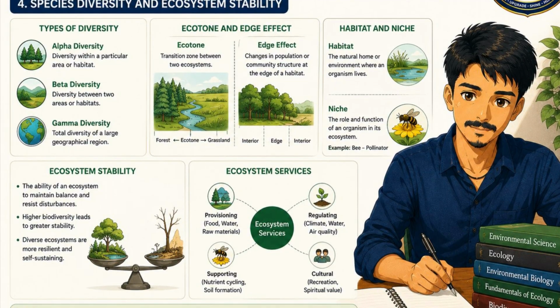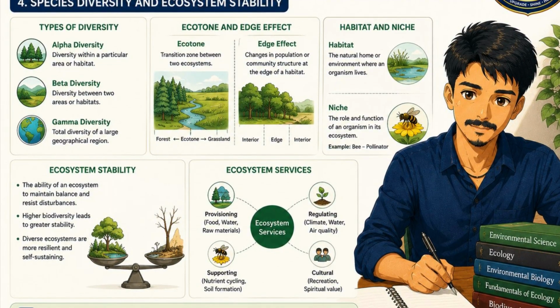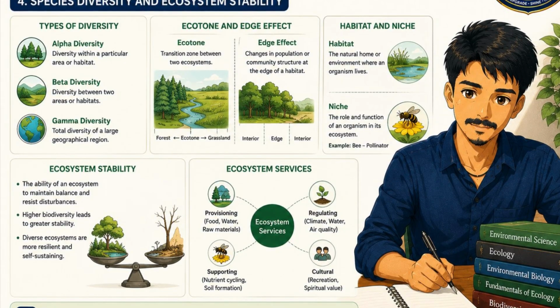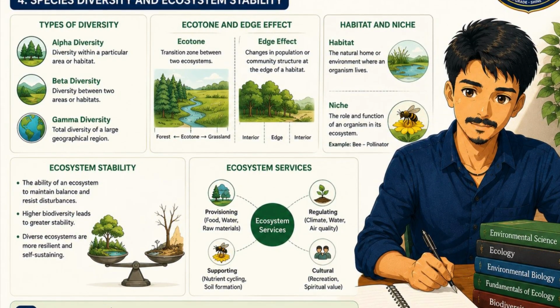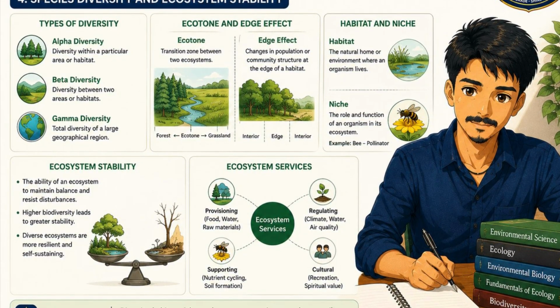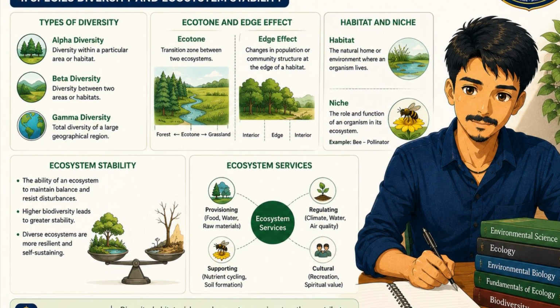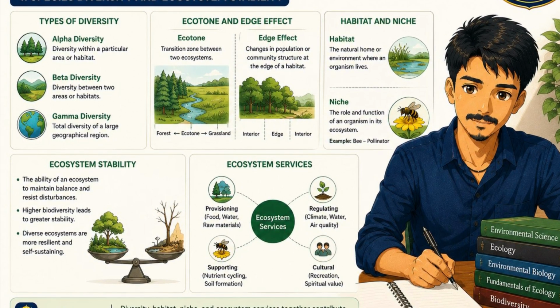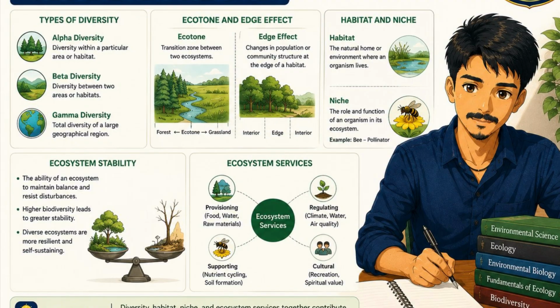These concepts are highly important from the UGC NET perspective, and questions are frequently asked on alpha, beta, and gamma diversity, edge effect, habitat versus niche, and the classification of ecosystem services.